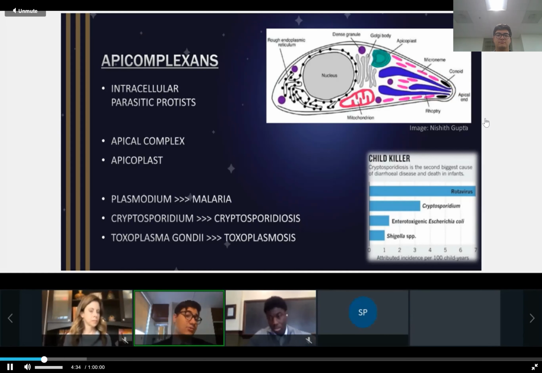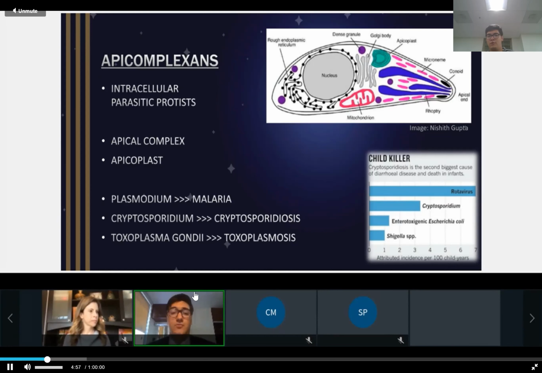So the three most notorious apicomplexans are Plasmodium, Cryptosporidium, and Toxoplasma gondii. And Plasmodium is what's responsible for malaria. So obviously that's like a huge cause of death throughout the world, and it's just very detrimental. And then Cryptosporidium causes cryptosporidiosis. And as you can see here in the bottom right corner, cryptosporidiosis is the second biggest cause of diarrheal disease and death in infants. So this shows that apicomplexans aren't just parasites, but they're many times lethal parasites.